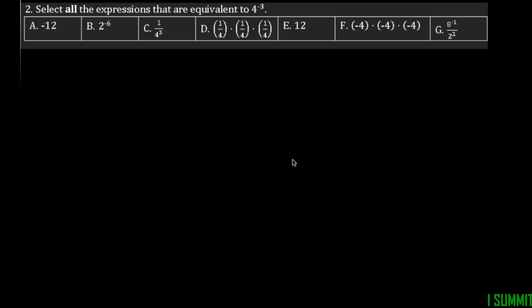Then for number 2, it's to select all expressions that are equivalent to 4 to the negative 3 power. So again, if you wanted to, you could say on the side here, if I have 4 to the negative 3 power, that's almost like it's 1 over 4 to the third, which is equal to 1 over 64. So I have a couple different ways of writing it just like that.